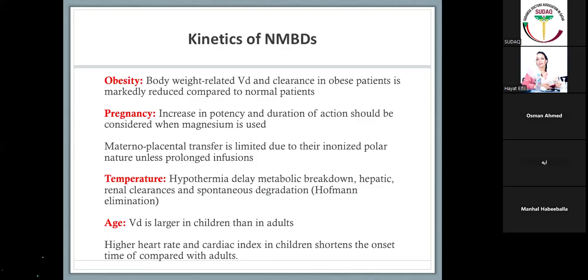Temperature also affects the kinetics, and hypothermia will delay the metabolic breakdown in terms of hepatic and renal clearance, as well as the Hofmann degradation process, specifically for isoquinolinium non-depolarizing muscle relaxants, as we will see later. Age: the volume of distribution is larger in children compared to adults, so in children a higher dose of muscle relaxants may be needed to achieve a given concentration of relaxant.